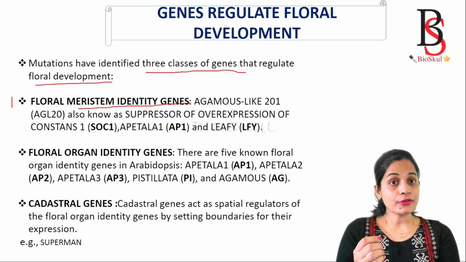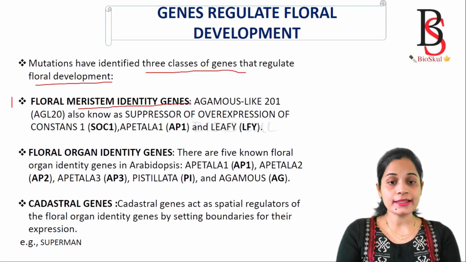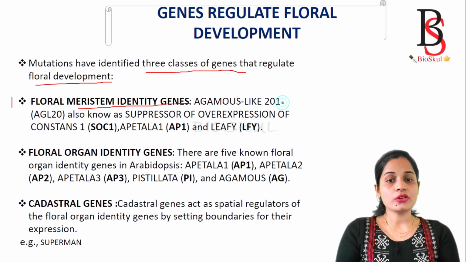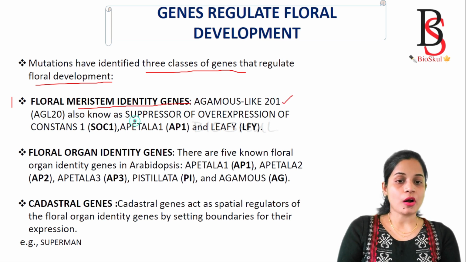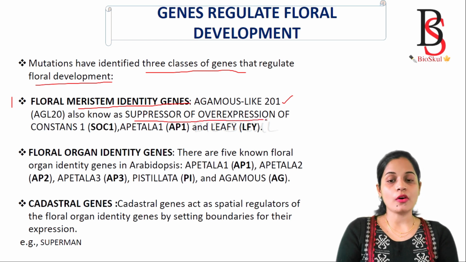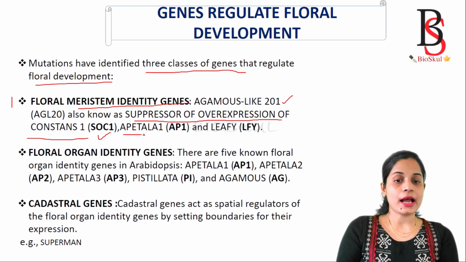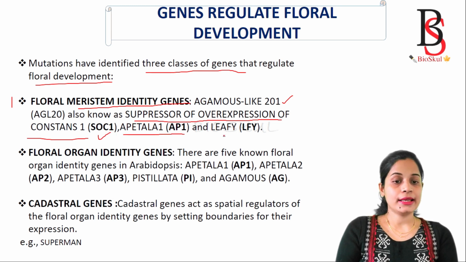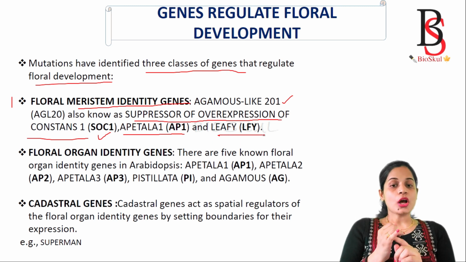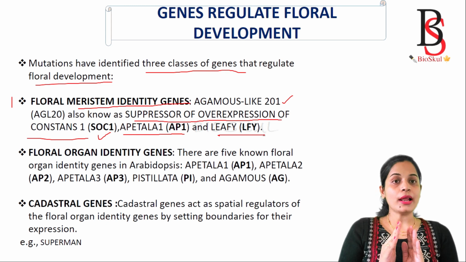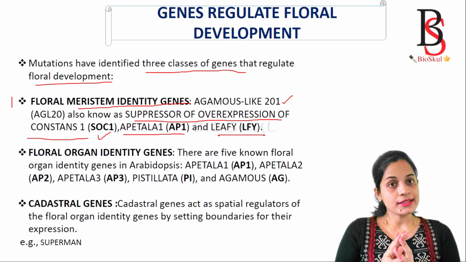Okay, and what are the floral meristem identity genes? The floral meristem identity genes are Agamous-like 20, also known as the Suppressor of Overexpression of Constans 1. Okay, so it is shortly called SOC1. Then the second one is Apetala 1 and Leafy. So SOC1, Apetala 1 and Leafy are known as the floral meristem identity genes.